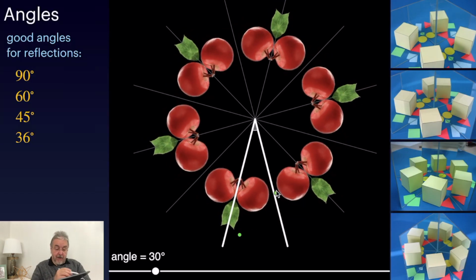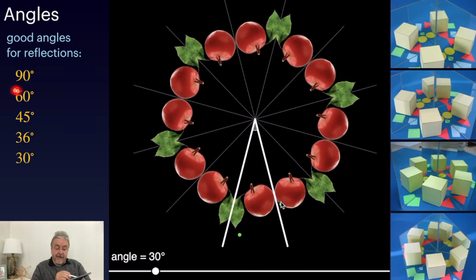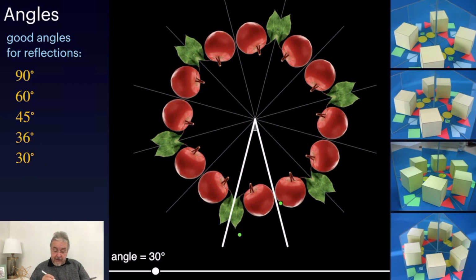The first angle here is 180 divided by 2. 60 is 180 divided by 3. 45 is 180 divided by 4. 36 is 180 divided by 5, and 30 is 180 divided by 6. So actually you get 1, 2, 3, 4, 5, 6 copies within one such 180 degrees region.